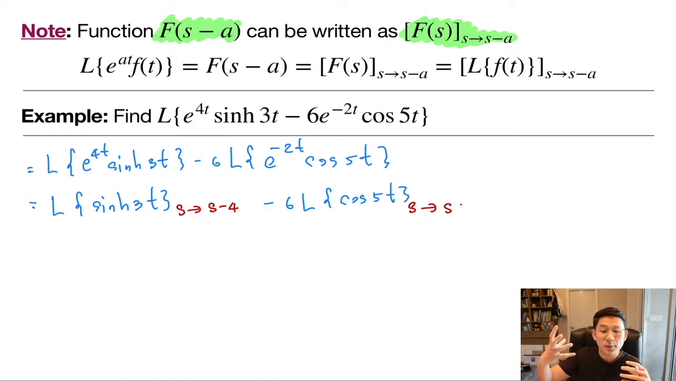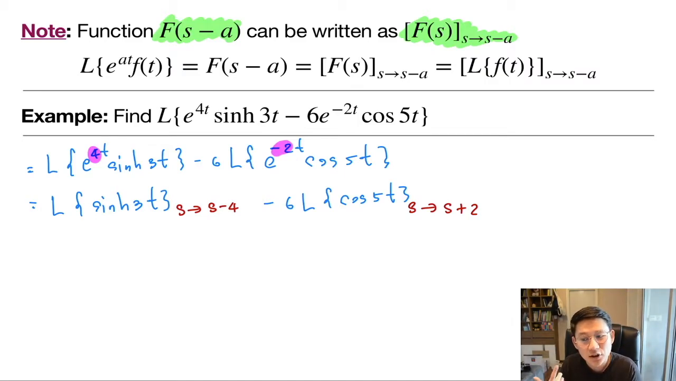Okay, you need to substitute s with s minus a, but here a is 4, and the other a would be minus 2. So s minus 4 and s plus 2. In this case it's easier in terms of writing, right? You just need to forget the e to the 4t and e to the minus 2t. You just need to find the Laplace transform of sine 3t and cos 5t, right?